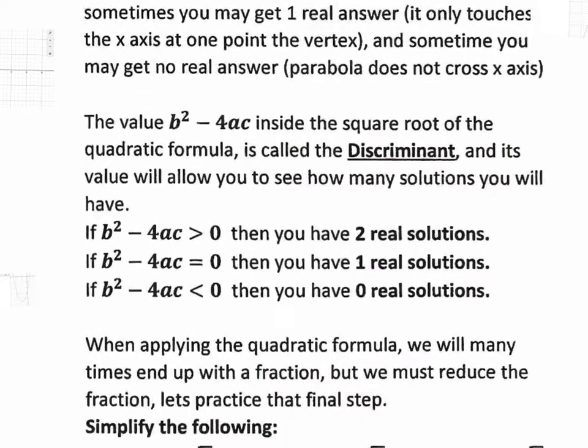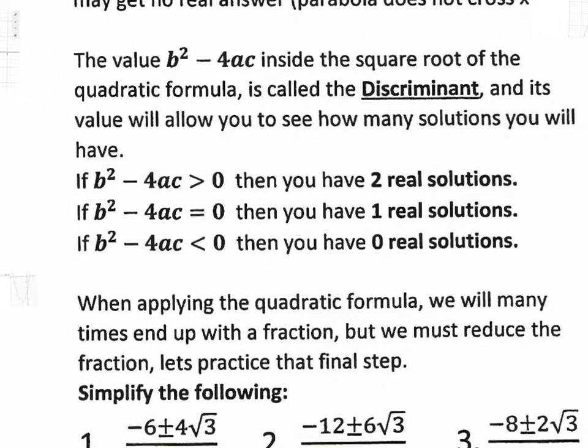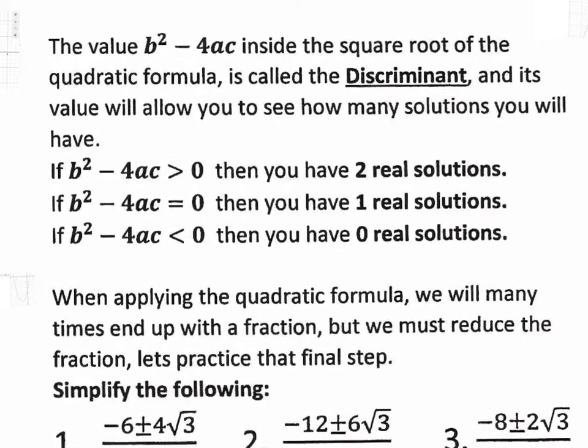So that's where the vocab word discriminant comes into play. The value b squared minus 4ac inside the square root of the quadratic formula is called the discriminant. And its value will allow you to see how many real solutions you will have. So listen to this, guys. If b squared minus 4ac is greater than 0, what does that mean? If it's a positive value, then you will have two real answers.